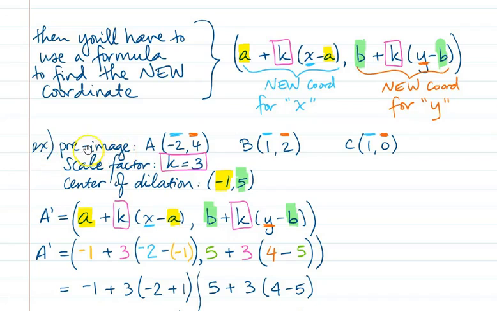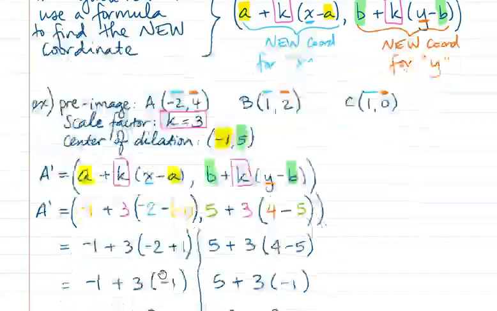So here's an example. If you have a triangle, so this is A, B, and C, and each of the vertices are at these locations. For A, it's -2 and 4, B is at 1 and 2, C is at 1 and 0. And that scale factor is 3. That means each one of these needs to be multiplied by 3. However, there's a center of dilation somewhere. So we've got to plug it in and calculate to find out the new coordinate.